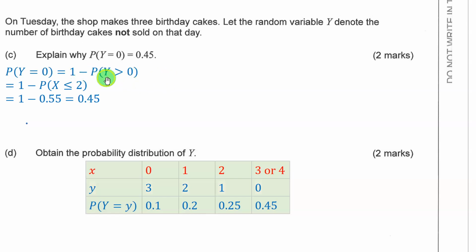And the probability that y is greater than 0 is the probability that x, the number sold, is going to be less than or equal to 2. And that adds up to 0.55. And so 1 minus 0.55 is 0.45.